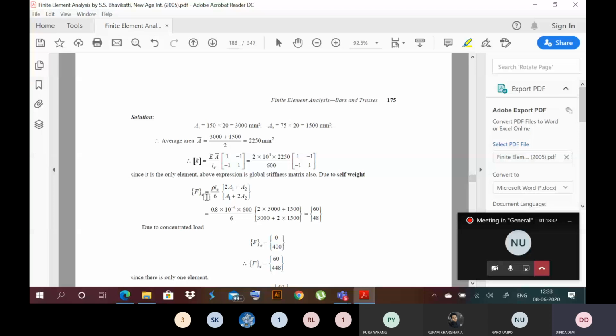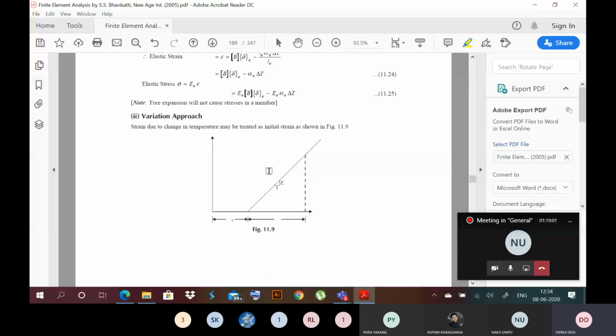So temperature stresses I will remove. Do not consider temperature stresses. There is no time.